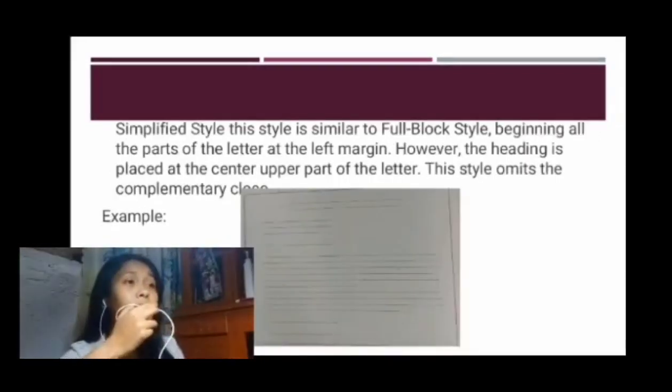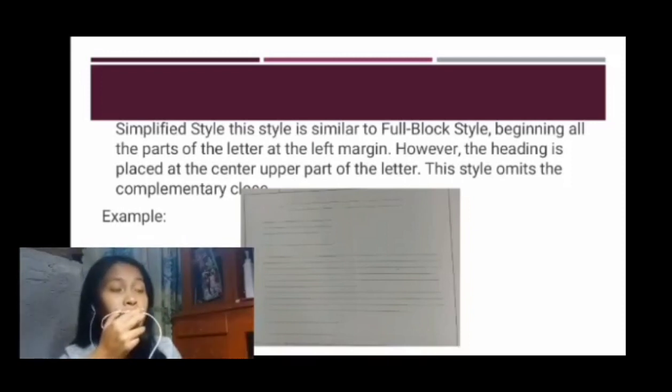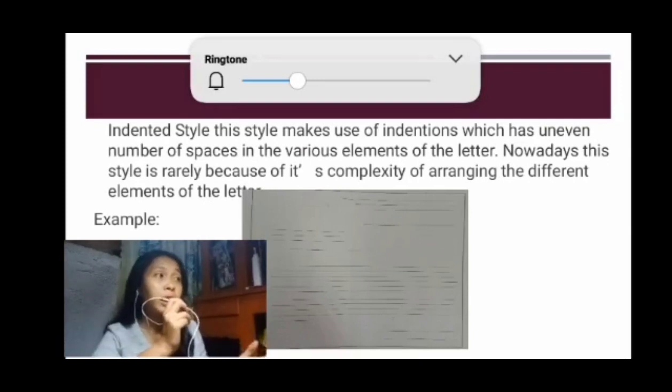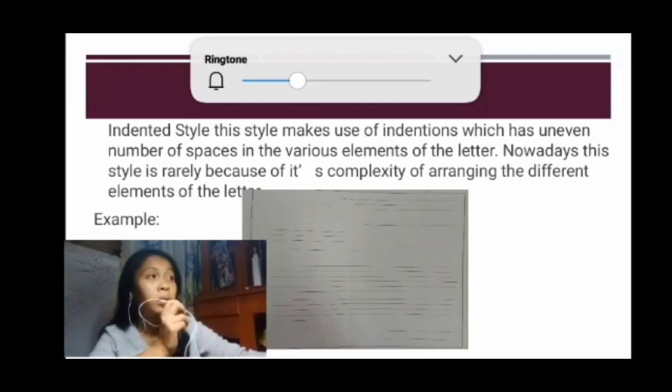In the simplified style, the heading is in the center, and the body, salutation, and complimentary close are on the left side. When you look at the letterhead, there is uneven indentation, like in the complimentary close and in the salutation, and it is also like the semi-block style that has an indentation.